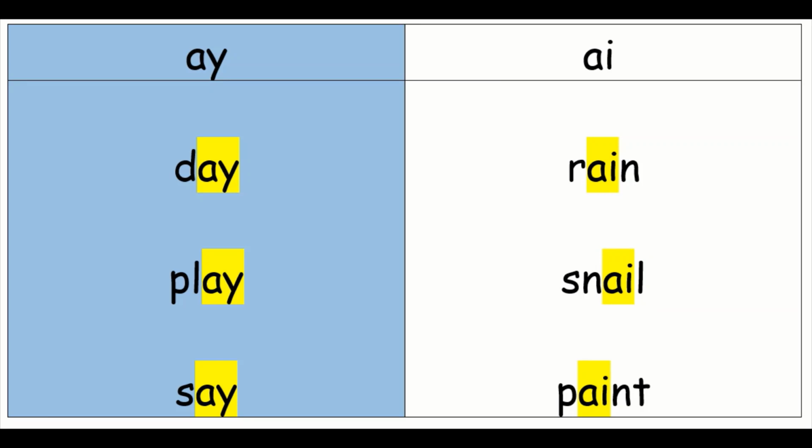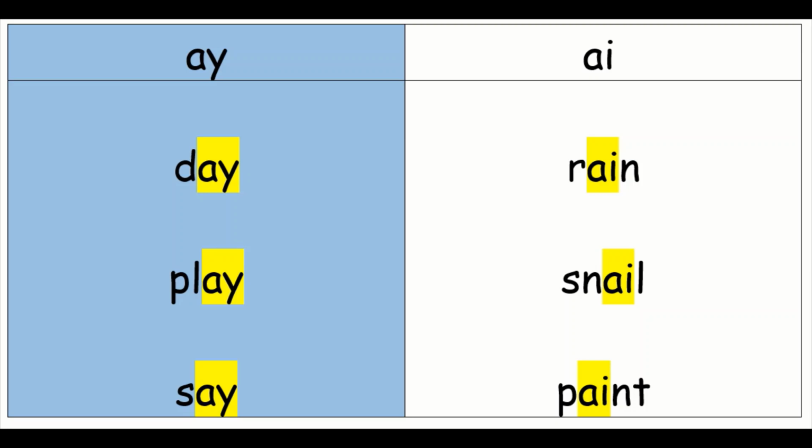When do we use the A-Y, A sound? Is it in the middle of the word or at the end of a word? A-Y is used at the end of a word or the end of a syllable. When do we use the A-I, A sound? Is it at the end of a word or in the middle of a word? A-I is used in the middle of a word.